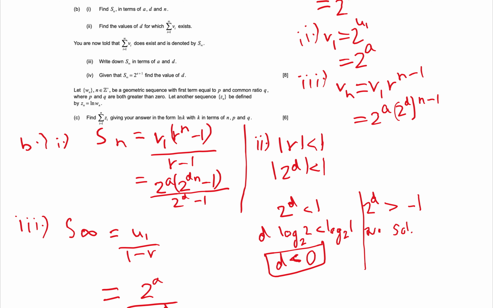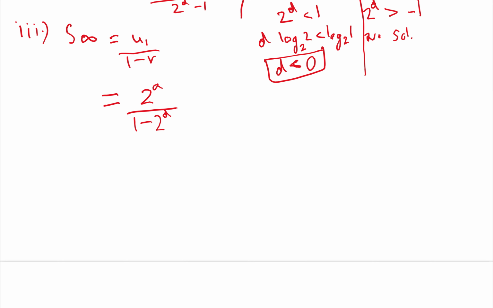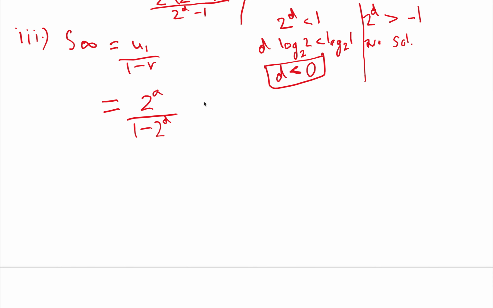The fourth part says given that the infinite sum is equal to 2 to the power of a plus 1, find the value of d. Okay, so for this part, we just need to equate this to 2 to the power of a plus 1, so 2^a upon 1 minus 2^d, this is equal to 2 to the power of a plus 1.